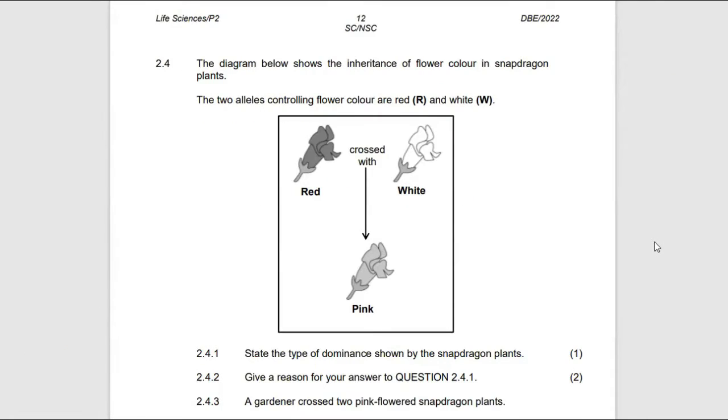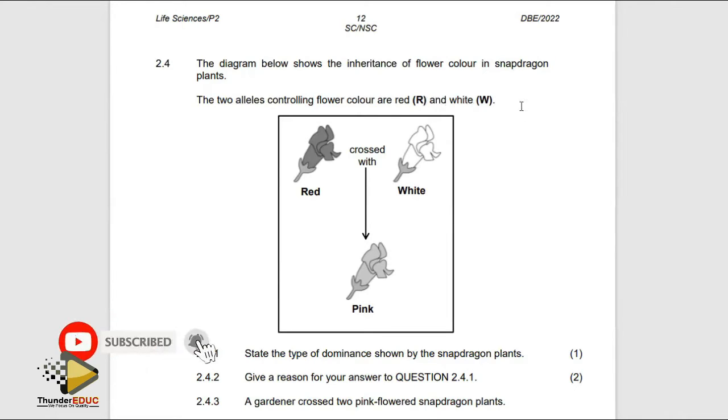Let's continue with question 2.4. It's about genetics. We know that many students find challenges with genetics. Question 2.4 from the National Senior Certificate 2022, NCS 2022. The diagram below shows the inheritance of flower color in snapdragon plants. The two alleles controlling the flower color are red and white.